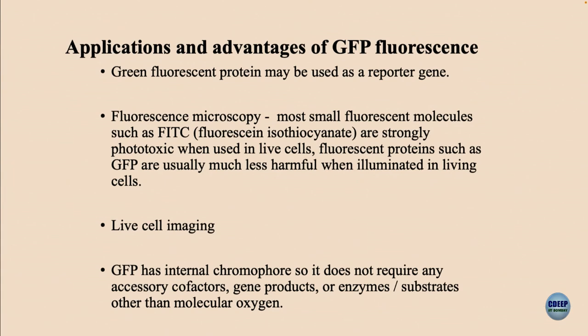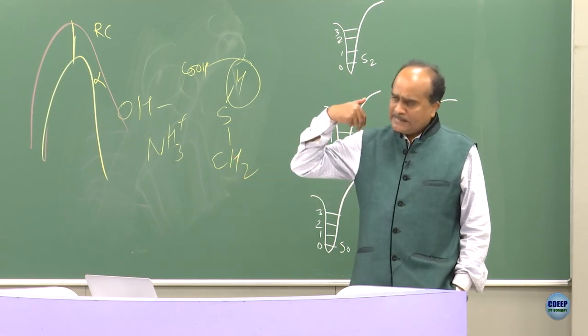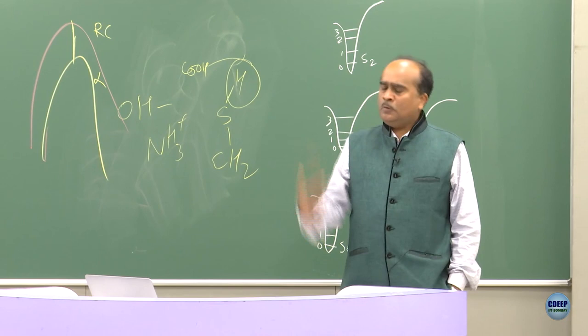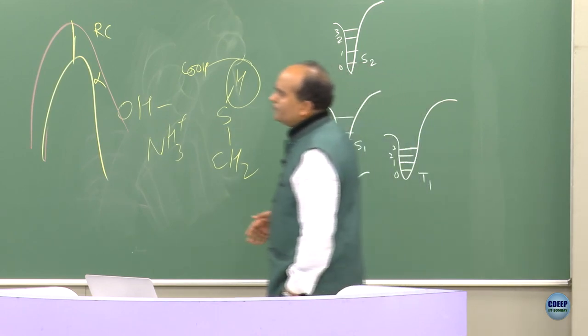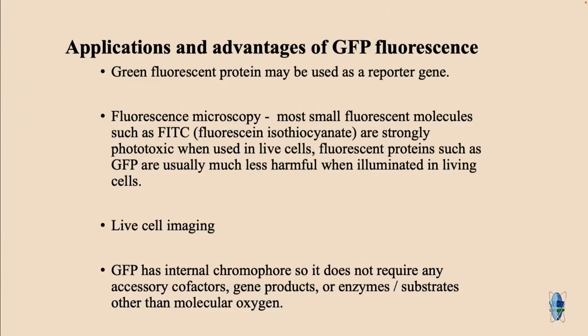So one can do fluorescence microscopy with GFP. It's used as a reporter gene. It reports where the molecule is going, how it is going from one place to another place, Golgi to ER, entering the nucleus, entering the lysosome, wherever it is going. If you get a fluorescence, you know that here is my protein going. So that's what green fluorescent protein does. Right, so fluorescence microscopy, live cell imaging it can do, and GFP has an internal chromophore, so it does not require any accessory protein, gene product or enzyme. Just attach this green fluorescent protein to your protein of interest, and it reports its locality.